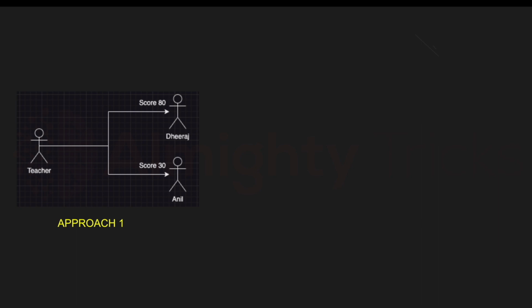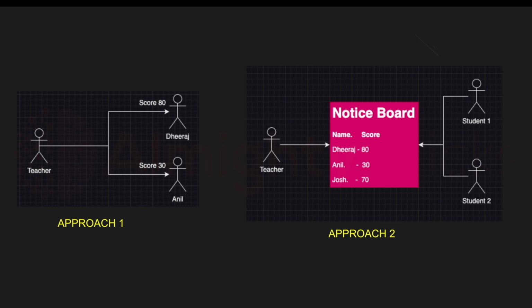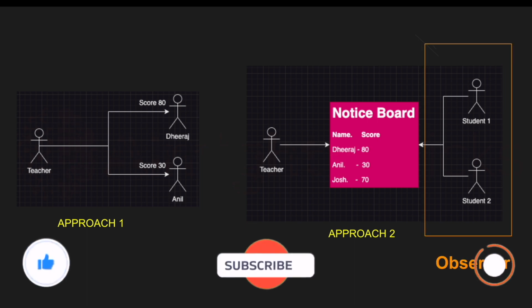Now let's see the second approach. In the second approach, a teacher prepares a sheet with student name and score. Then the teacher will put this score sheet on the notice board and each student can check the score from the notice board. Here students are observing the notice board. When the result sheet is attached to the notice board, then they can see the score. Here students are observers.